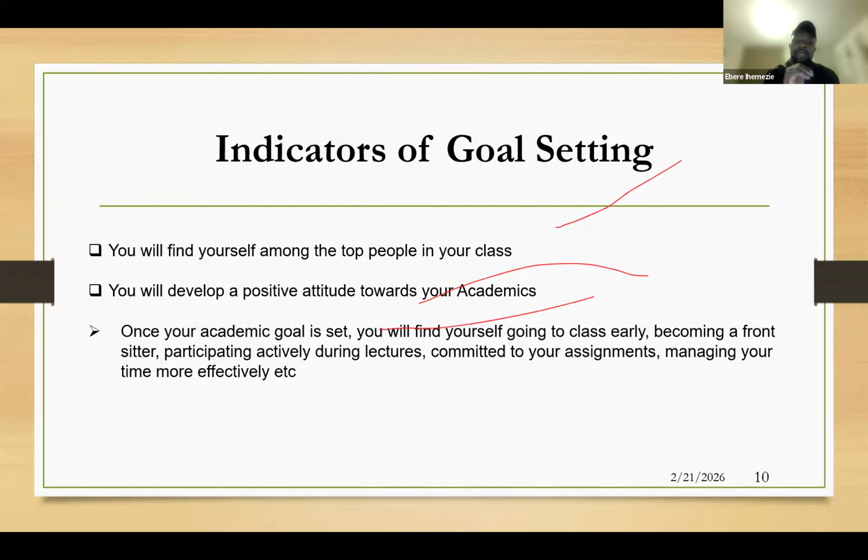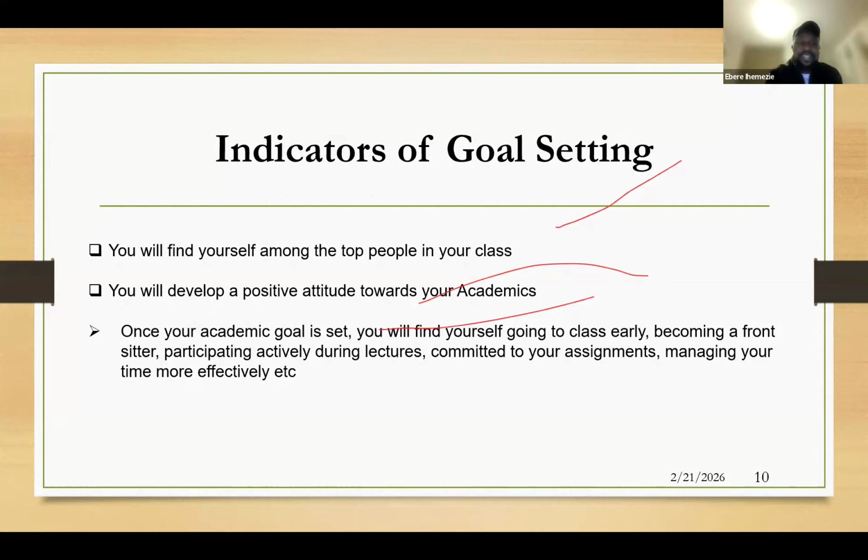If you're the type that your friends are the never do well in class, what we call the non-academic students, somehow naturally you begin to shift away from them. You begin to find yourself among people that have a similar goal with you. Again, you will also develop a positive attitude towards academics. A positive attitude here will mean that you will naturally begin to desire things that will help you to achieve that goal, irrespective of the cost that will come with it.